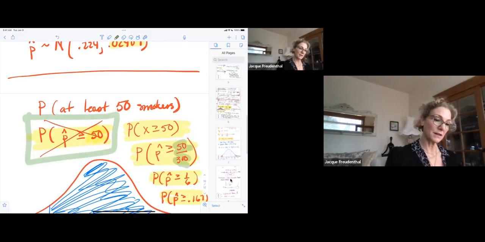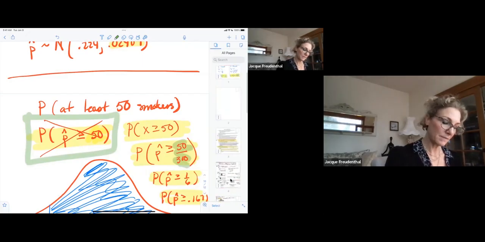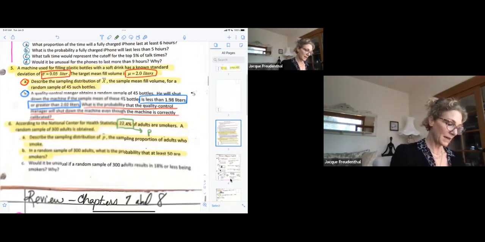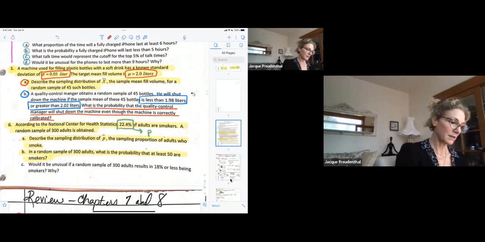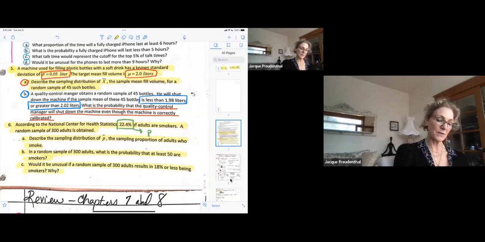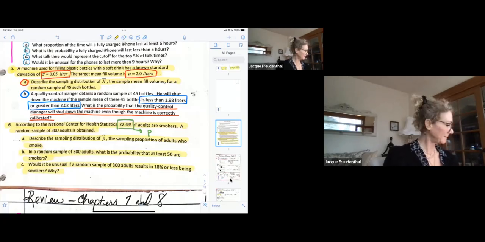Okay, let's see what else is there on this problem. Would it be unusual? So I'm back to part C in this problem. Would it be unusual if a random sample of 300 adults resulted in 18% or less being smokers, and why?